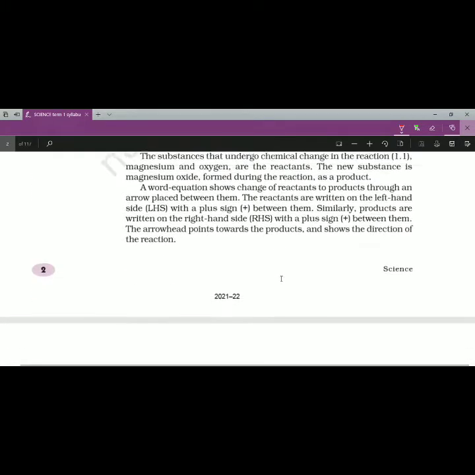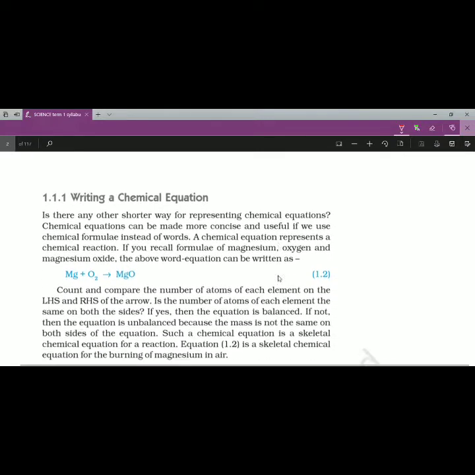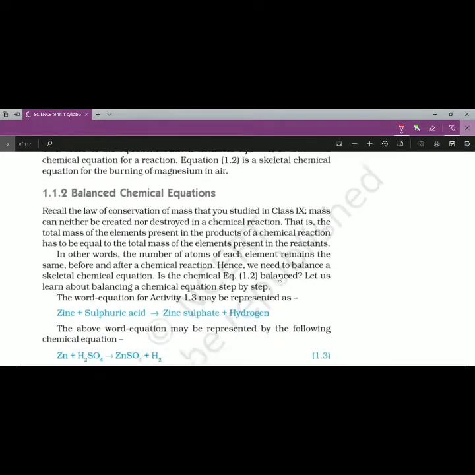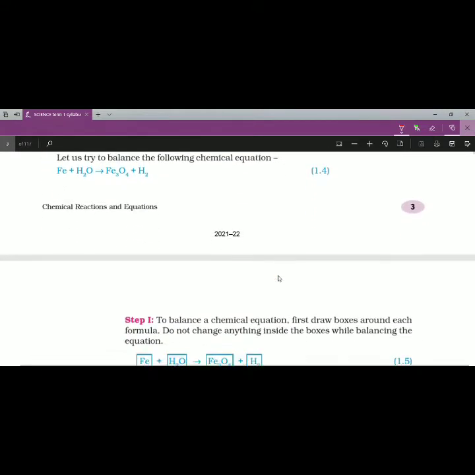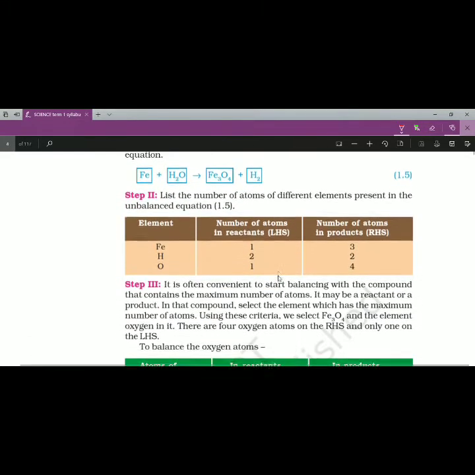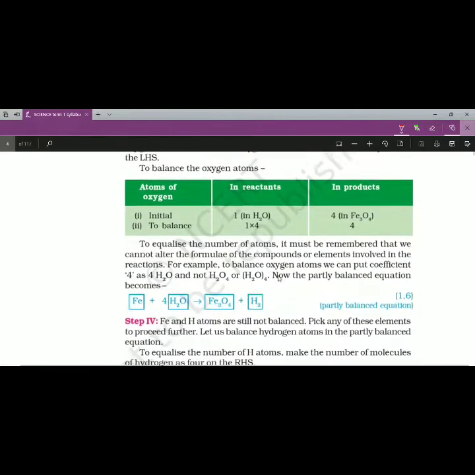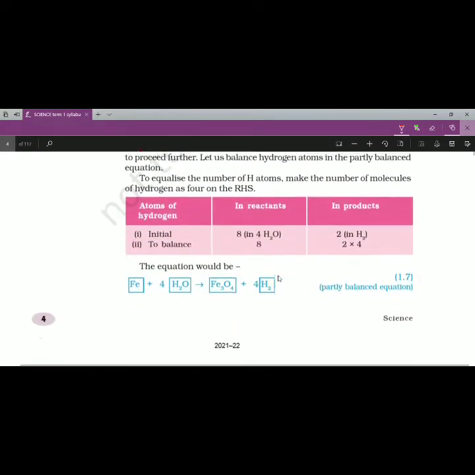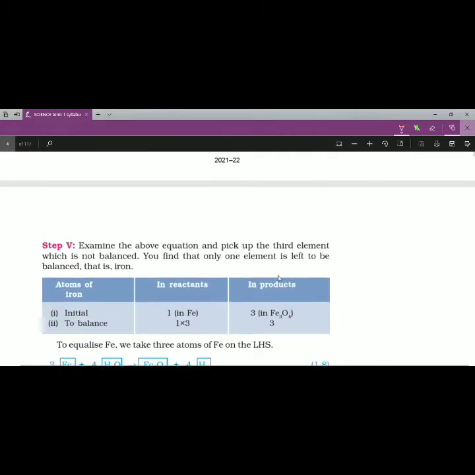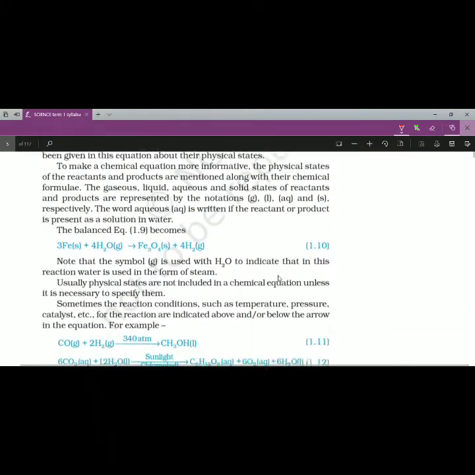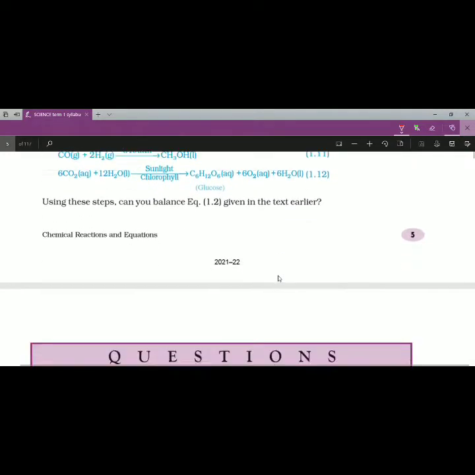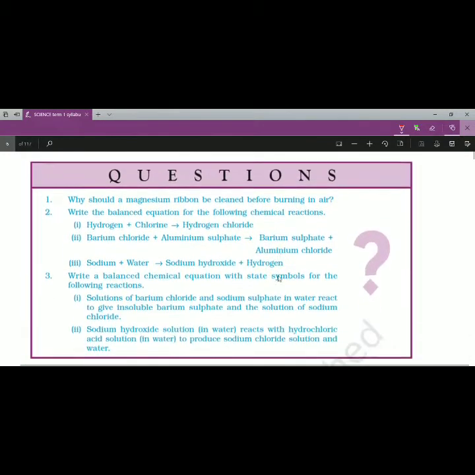Then chemical equations: writing a chemical equation, all the rules you have to understand and practice. The more you practice, the less you will be confused. The less you practice, the more you will be confused. So in order to achieve good marks you have to practice more and more, and balancing is a very basic thing. If you practice 5 or 6 or 10 balancing equations daily, then you'll become perfect in it.